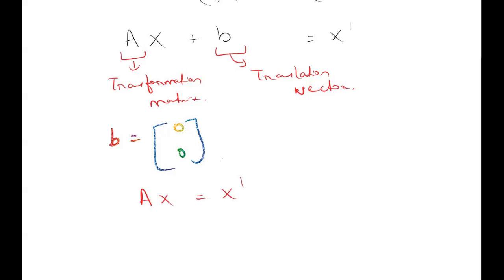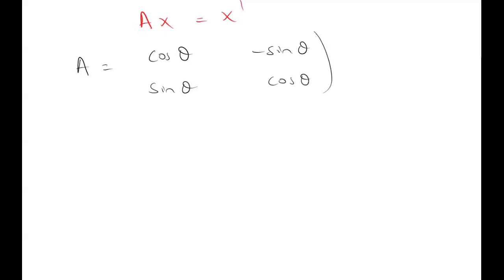So let's try to find out what A is. The transformation matrix A looks like this: cos theta, minus sine theta, sine theta, cos theta. Now this A is my transformation matrix, or this A is also known as the rotation matrix.